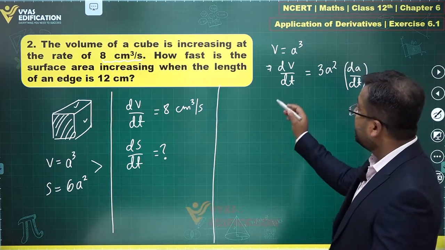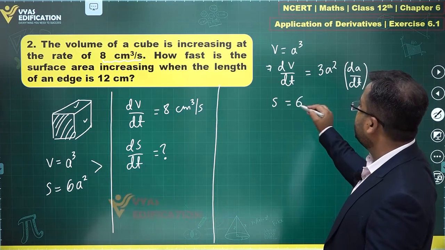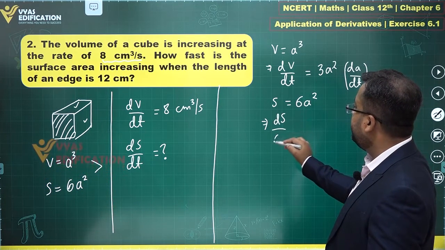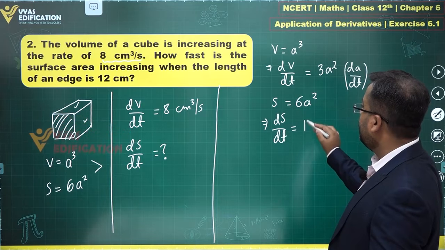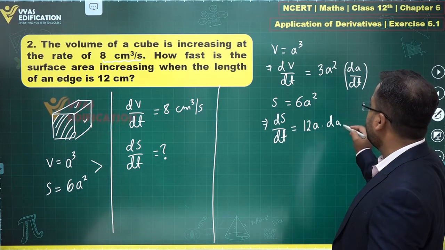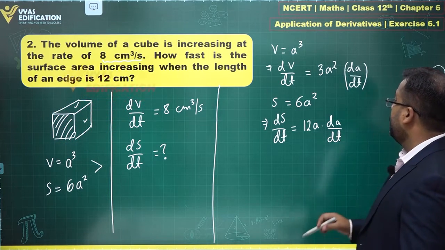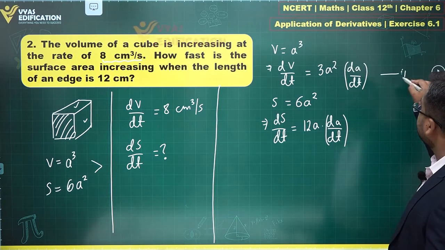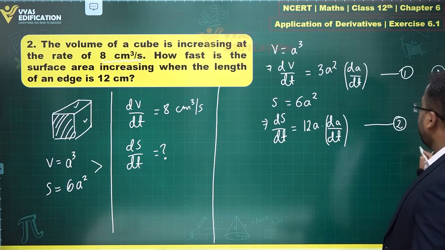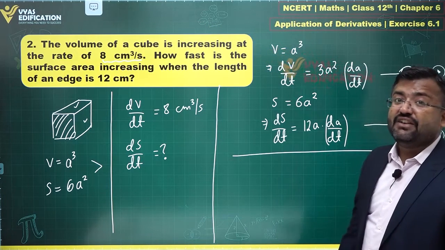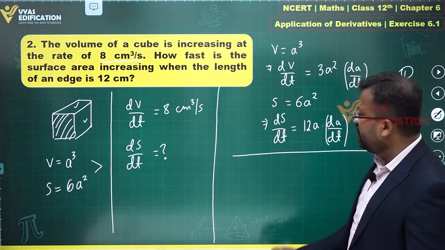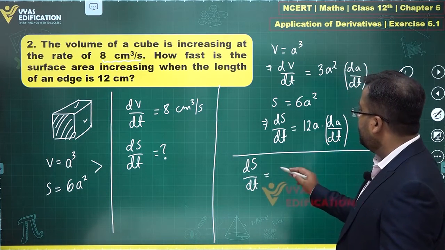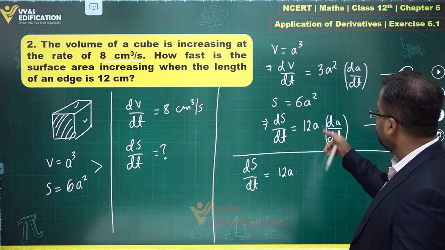And what about the given S equals 6a square? This gives me dS by dt is equal to 12a dA by dt. And you can observe the common link is this, in this statement and this statement. From 1 and 2, can you write dS by dt very easily? The expression for dS by dt will not be very difficult. dS by dt will be equal to 12a times dA by dt.